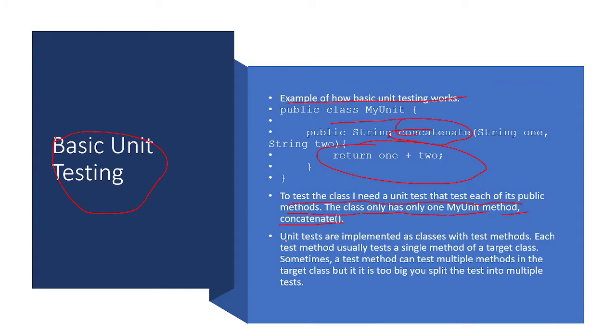Unit tests are implemented as classes with test methods. Each test method usually tests a single method of a target class. Sometimes a test method can test multiple methods in a target class, but if it is too big, you split the test into multiple tests. So basically, all this giant paragraph is telling you is that unit tests are implemented as classes with test methods. These test methods are just for single methods. So if you're trying to test multiple methods, you've got to split the tests.